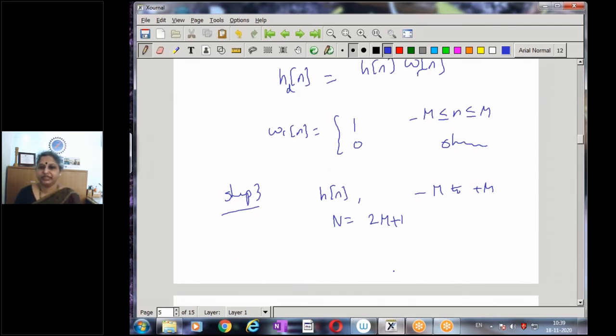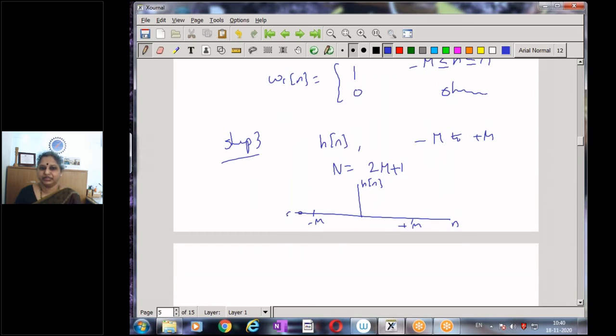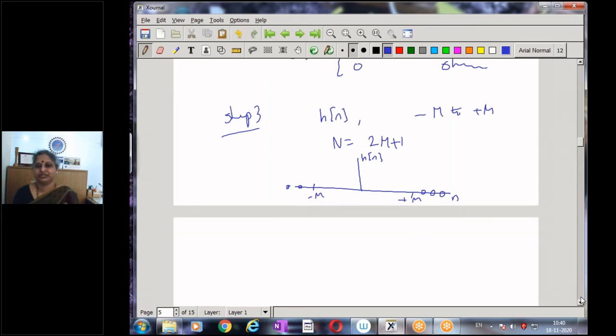Now if I try to sketch my impulse response h of n, we are going to have it from minus m to plus m, and all other values are going to be 0. So we have forcefully truncated it by multiplying it by a window function of unit strength for the range minus m to plus m. And so this infinite sequence h of n of infinite duration, we have made it a finite duration because we are interested in designing an FIR filter, that is finite duration impulse response.